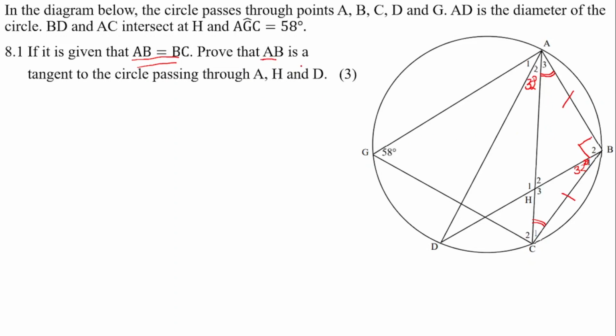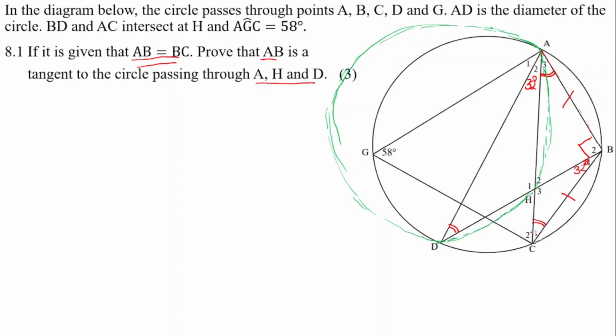Prove that AB is a tangent to the circle passing through A, H and D. Now let's try to draw this circle. Always have a rough sketch of the circle. So we're saying prove that AB, this is AB, is a tangent to the circle passing through A, H and D. So if AB is a tangent, then this angle A3 should be equal to angle D there. Okay, right. So what are we given? We're given that AB is equal to BC. So we can say that angle C1 is equal to angle A3.